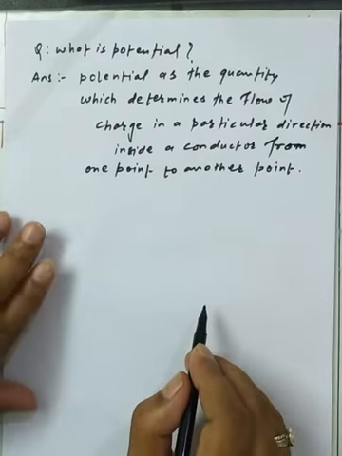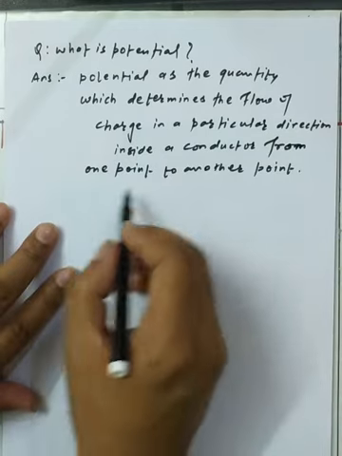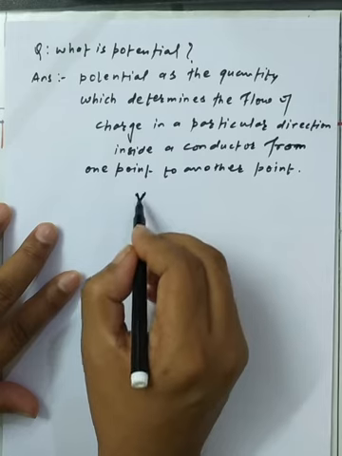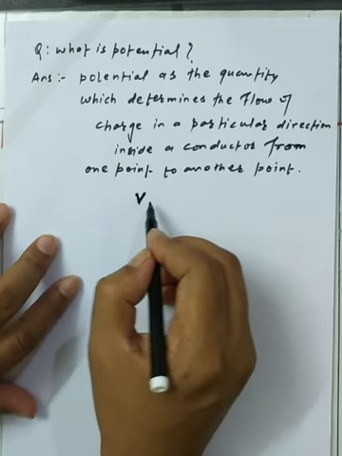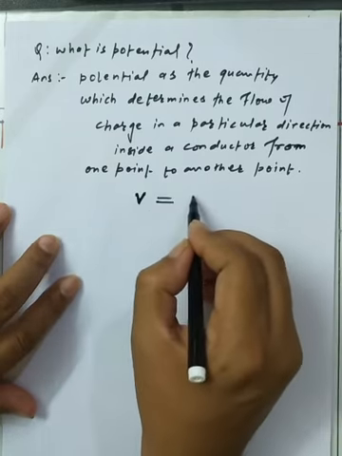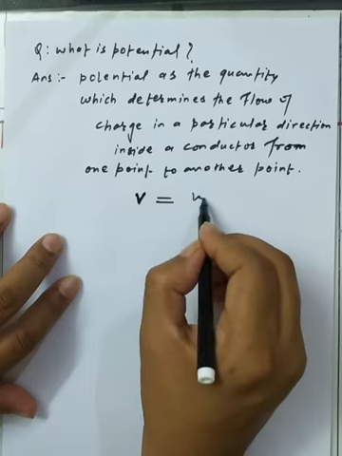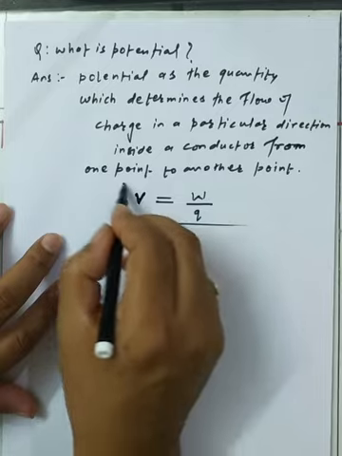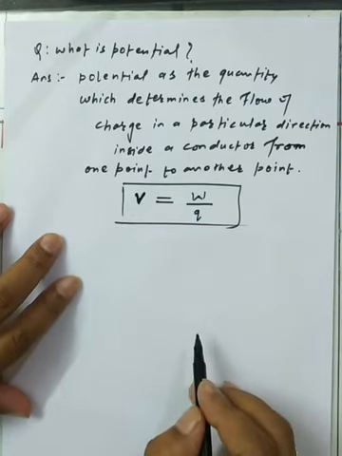So this is the simplest meaning of the potential we have, and on behalf of the formula we can state that the symbolic notation of the potential is V, and easily we can state that V is equal to work done per unit charge inside a circuit. Okay, so this is the general formula for the electric potential.